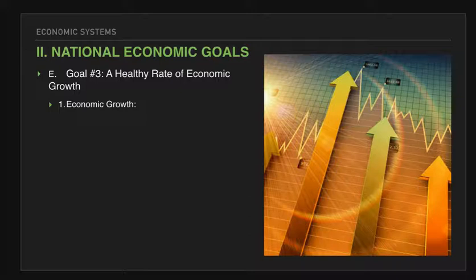There's two different types of economic growth. There's extensive growth, and there's intensive, and we'll deal with extensive here first. Extensive growth is where we're going to use more of our land, our labor, and our capital to increase our production.